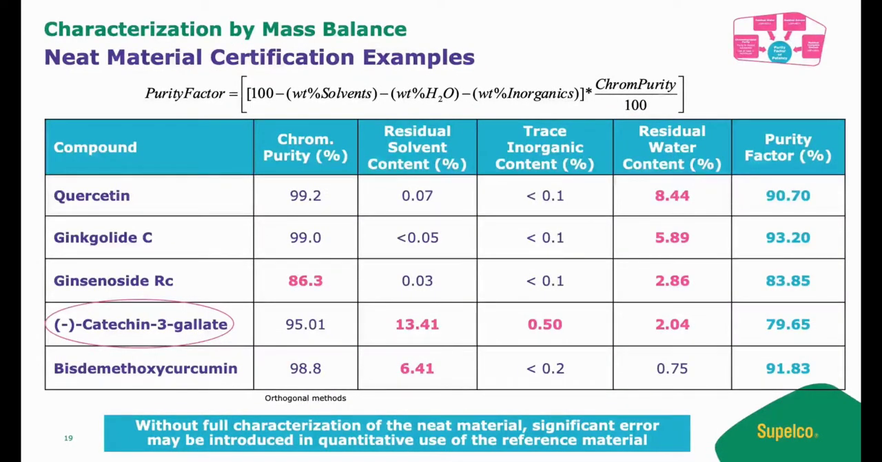On this slide, we have mass balance certification examples on a variety of natural product neat materials. Many of these compounds are difficult to isolate, purify, and stabilize. As you can see, chromatographic purity alone is not adequate to assign a total content. In the case of catechin 3 gallate, the material has residual solvent and water as well as trace inorganic content, some of it as hydrate and some from the process of isolation and purification. These residual impurities must be quantified and accounted for in use of the material, even though these would not be seen by HPLC or GC.